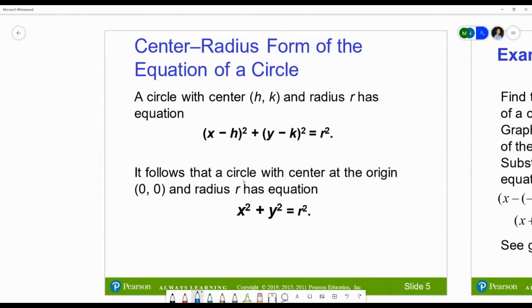I want to make a note that the x always goes with the h and the k always goes with the y. And the formula here is x minus h, so that your center is hk. So that means that whatever the sign here is, the opposite of it is going to be the value for your center.